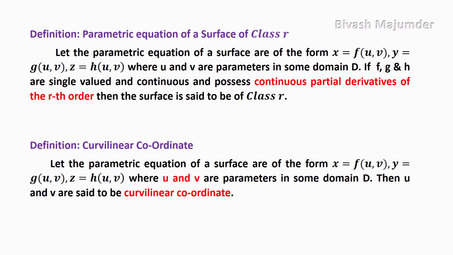And the definition of curvilinear coordinate is: let the parametric equation of a surface R of the form x equals to f of uv, y equals to g of uv, and z equals to h of uv, where u and v are parameters in some domain D. Then u and v are said to be curvilinear coordinate. Here are some examples of parametric equation.